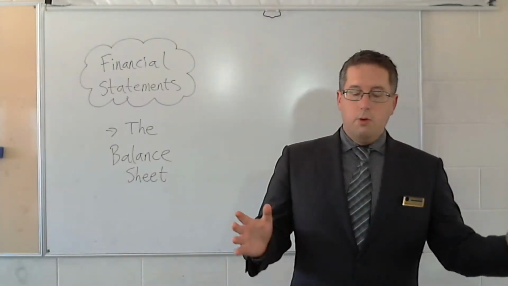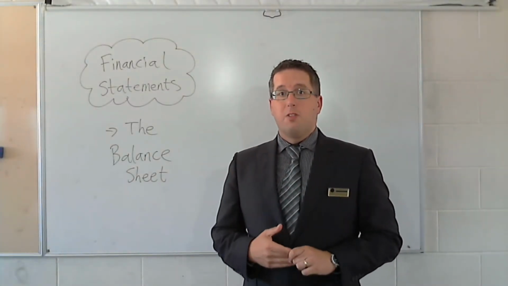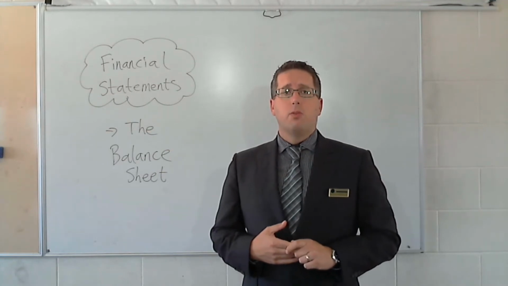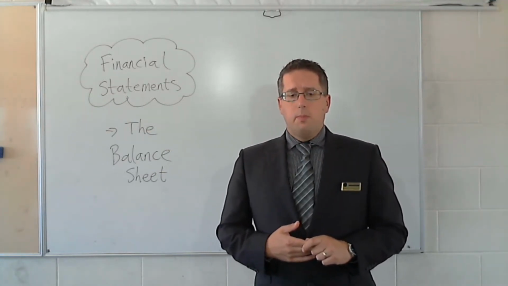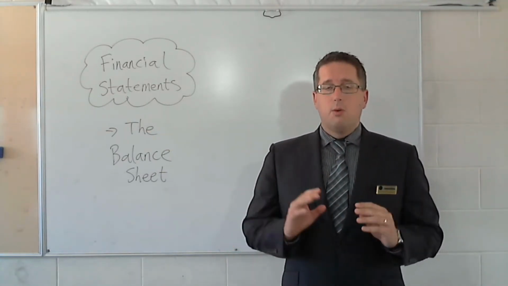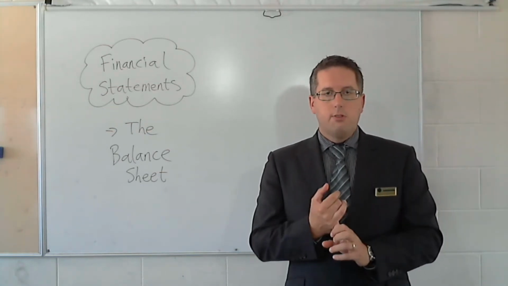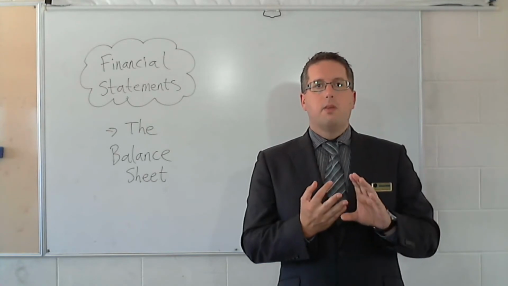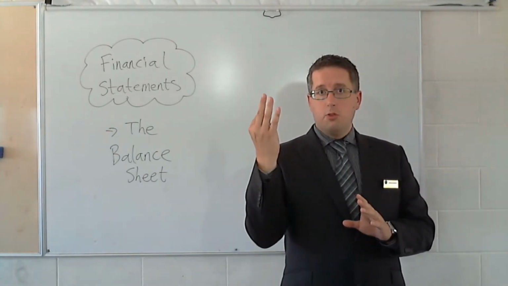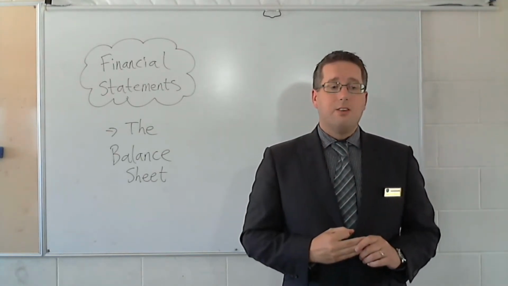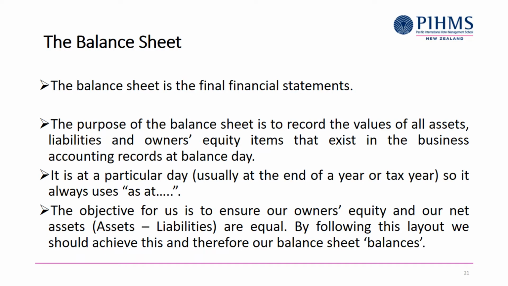Okay, we're now moving on to the last financial statement for this part. And it's called the balance sheet. So the balance sheet has to be recorded last. You'll see why in a moment. But the balance sheet runs through all of our assets, all of our liabilities, and owner's equity, the other three elements that we haven't used yet. Okay, let's have a look.